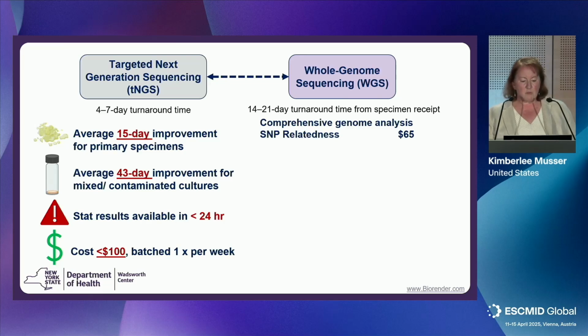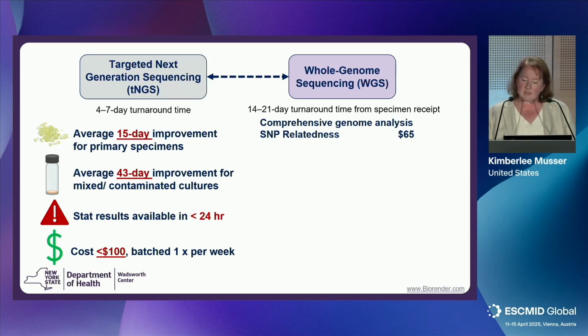Overall, we're very excited that we really are truly getting some more information sooner. We have an average of 15-day improvement for primary specimens. We're also occasionally using this test for isolates that are contaminated or mixed with MAC or another NTM, and we are seeing a 43-day improvement for that mixed specimen testing.